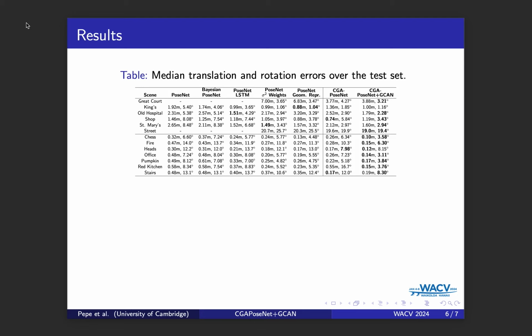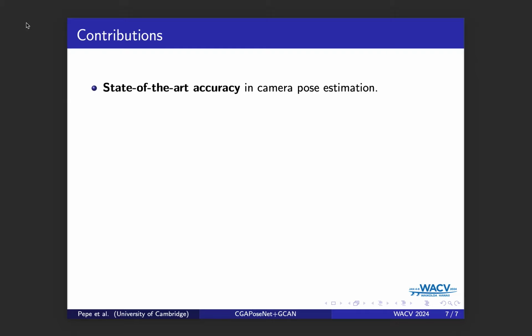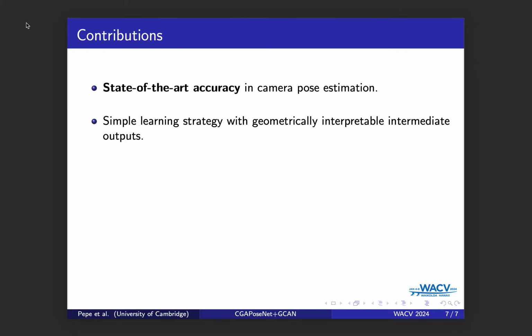So, summarizing, what we did with our work is to obtain a state-of-the-art accuracy in camera pose estimation. And this has been done with a learning strategy, which is very simple and very intuitive because we just have to predict a single object now. Not just a simple strategy, but also very intuitive in the sense that we can see and interpret intermediate outputs.